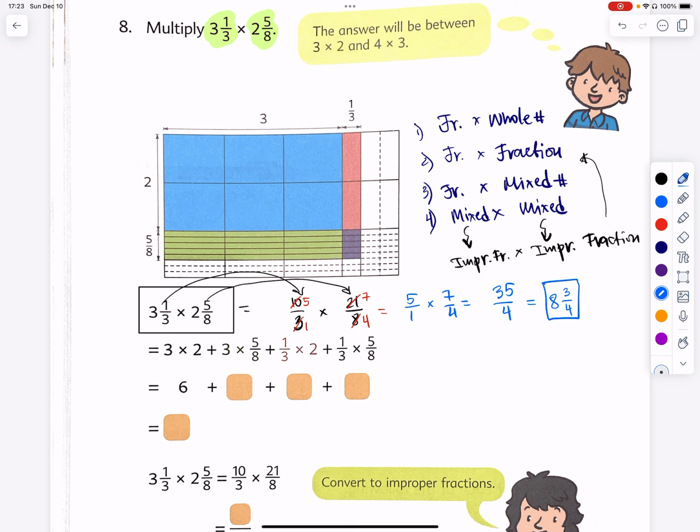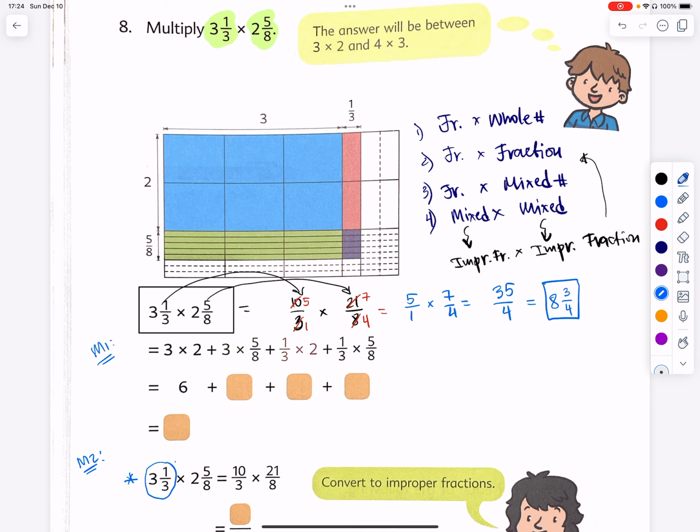Now, this book gives you a different representation of what it's like to multiply two mixed numbers. So what I showed you right here is actually presented in the example just below. I would call it method 2. That's what I just showed you. And this is method 1. We will get back to method 1. So let's see. How did they do it?